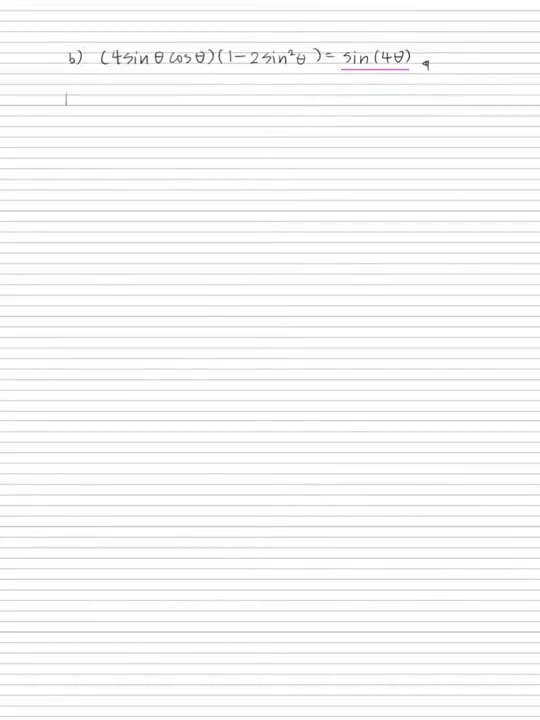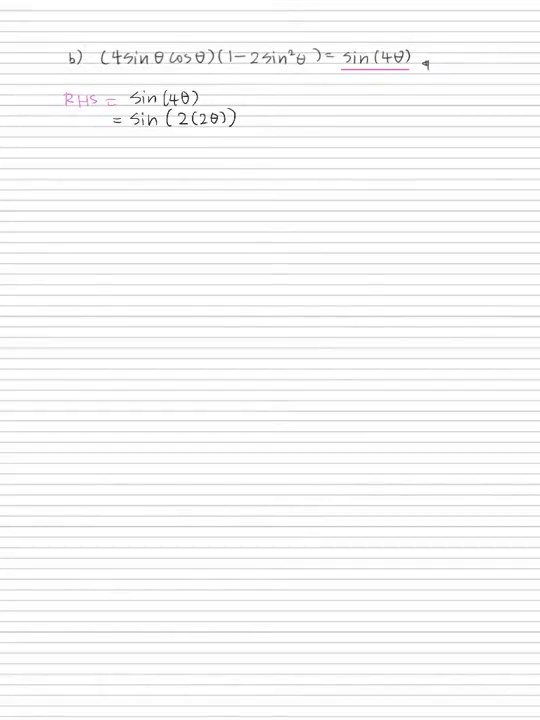Okay, so let's go with the right hand side equals sine of 4 theta. You're like, well, what the heck are we going to do with that? Okay, so how about this then? Do you see that 4 theta is same thing as 2 times 2 theta? So I'm going to rewrite this as sine of 2 times 2 theta.